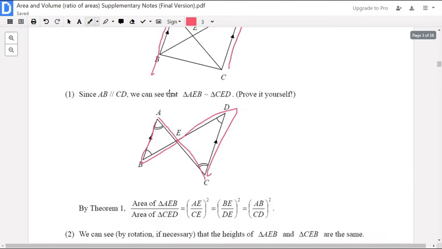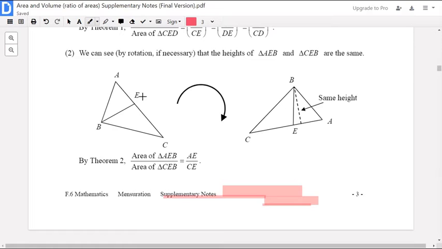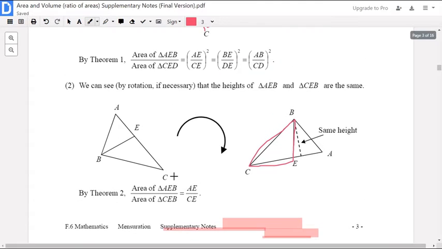On the other hand, when we look at triangles AEB and CEB, suppose we rotate the figure a little bit and you get a figure like this. The height of triangle AEB is this. At the same time, triangle CEB will also have the same height. Therefore, the ratio of the area of triangle AEB to the area of triangle CEB will be the ratio of their bases, AE to CE.